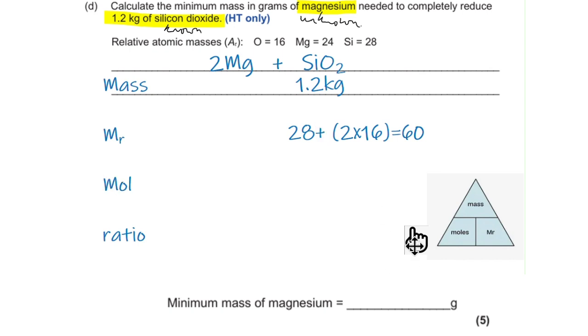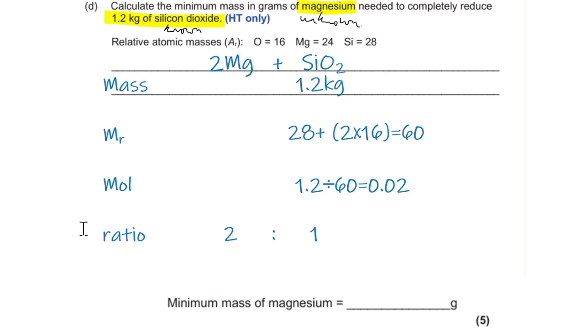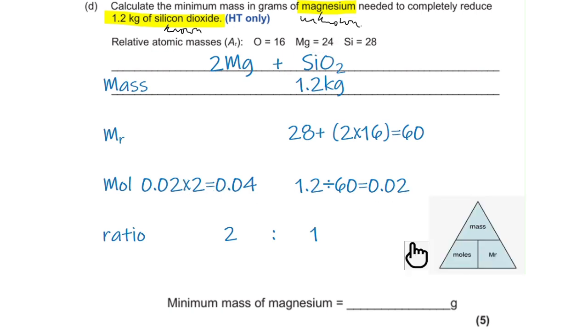It doesn't matter. The MR for silicon dioxide is 28 plus 2 16s, makes 60. Moles is mass divided by MR, which is 1.2 divided by 60, 0.02. The ratio from the equation is 2Mg to 1 SiO2. So if we have 0.02 moles of silicon dioxide, we'll have double that, 0.04 of magnesium.